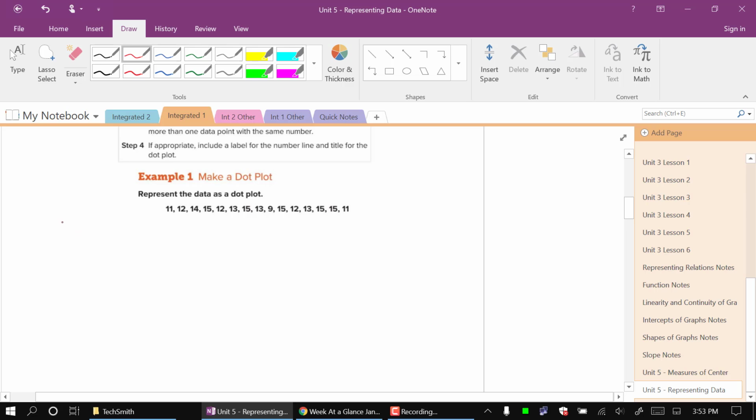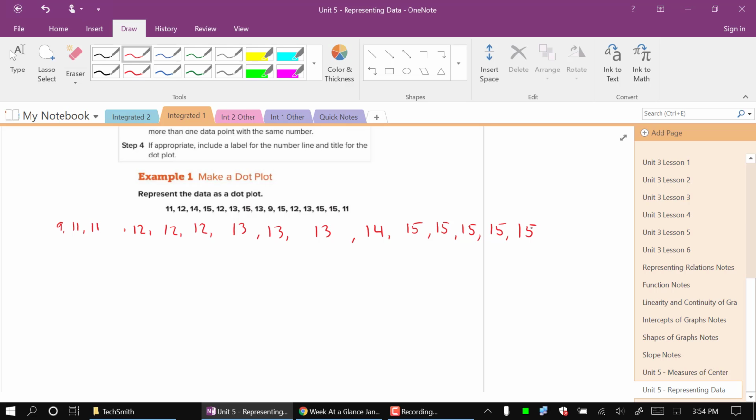The smallest number would be 9. Then we have 11, 11, 12, 12, 12, 13, 13, 13, 14, 15, 15, 15, 15, and 15.